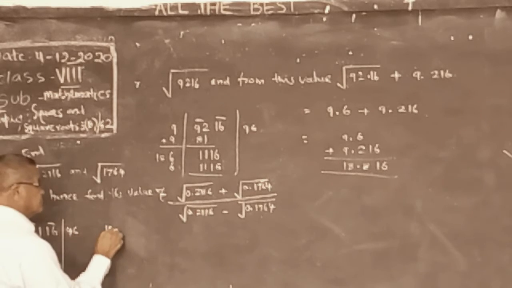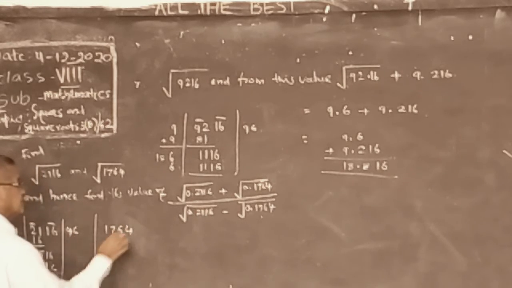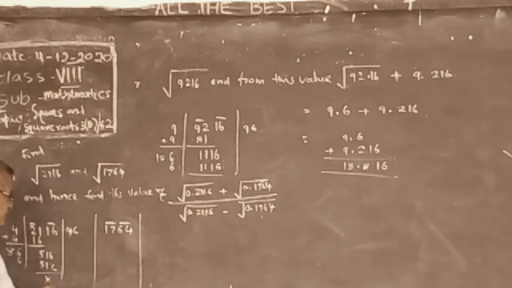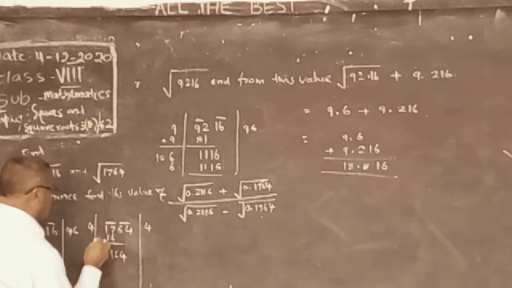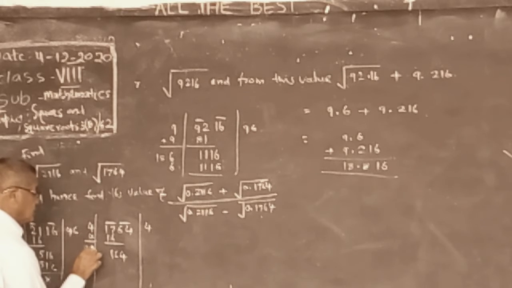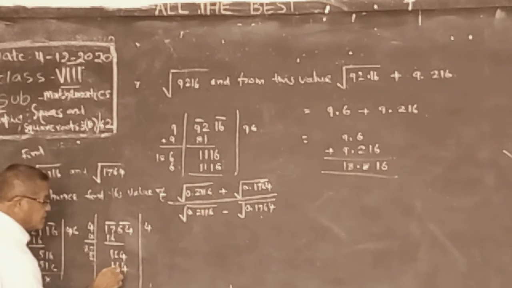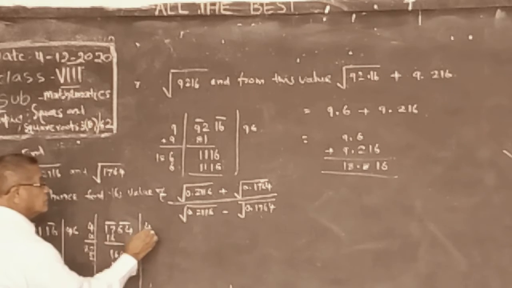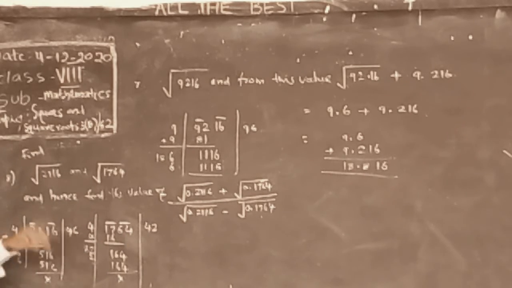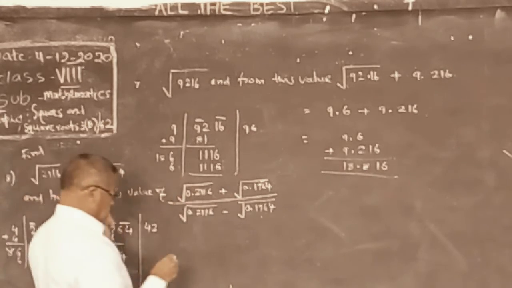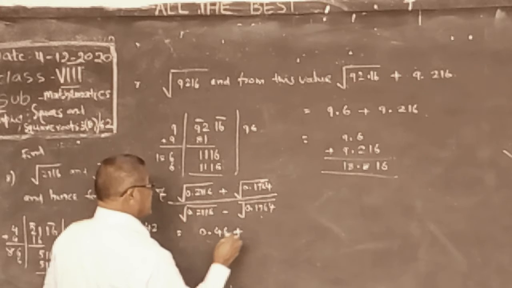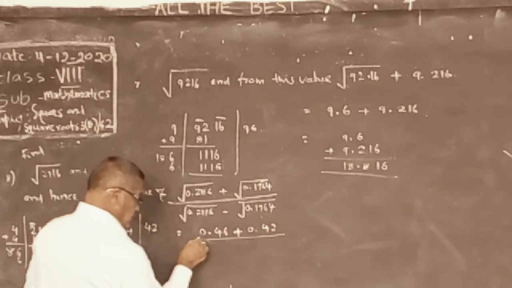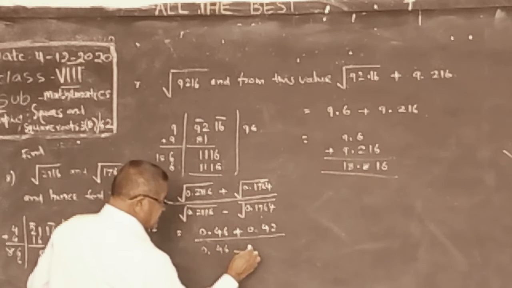Okay, and another, 1764. Make page first. 4 4s are 16 going and 164. And repeat the same number, 8 2s are 4, 2 8s are 16. Remainder is 0. 42. Now substitute the values in the given problem. Here decimals are 4. So in the square root we get 0.46 plus 0.42, okay, by 0.46 minus 0.42.